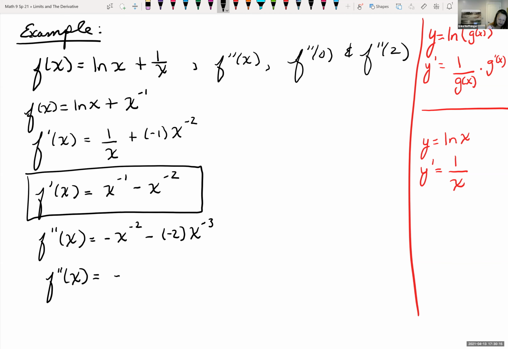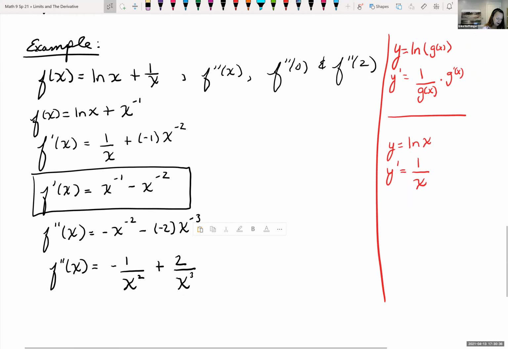So this is really negative 1 over x squared, just rewriting that piece to have a positive exponent, plus 2 negative is positive, 2 over x cubed. I can leave it like this, or I can rewrite this as a single fraction by getting a common denominator.